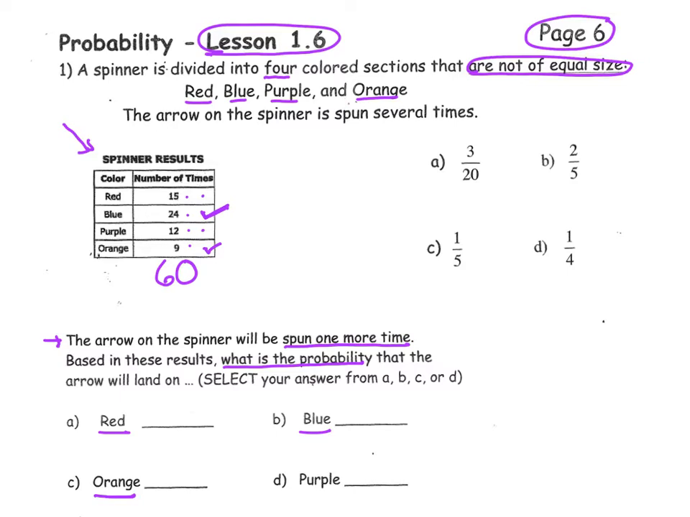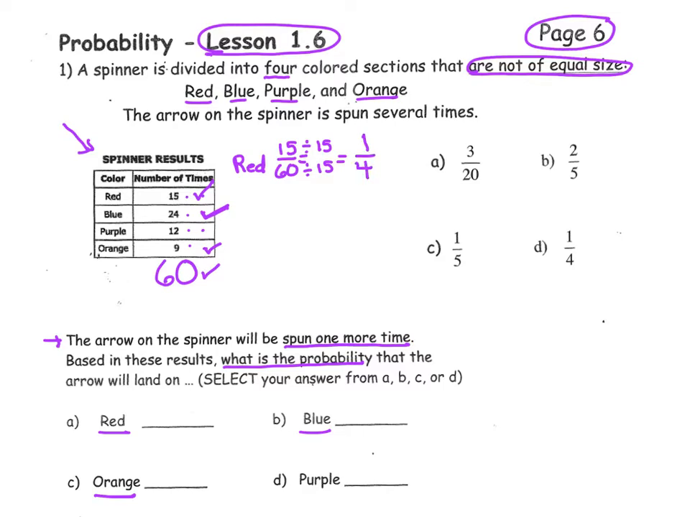Let's use the area provided to do a bit of work. Let's start with red. We know we have a 15 out of 60 chance. But we need to reduce this fraction. Let's divide 15 out of the numerator and the denominator. It's equivalent to 1/4.